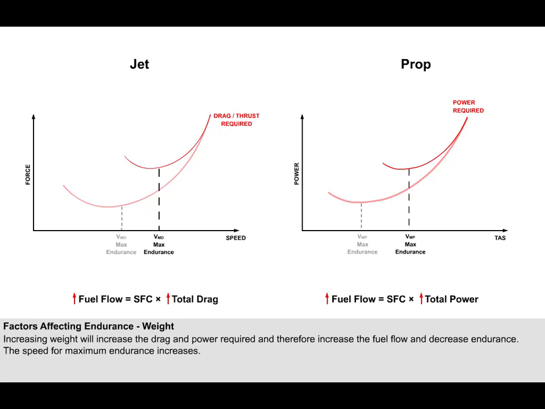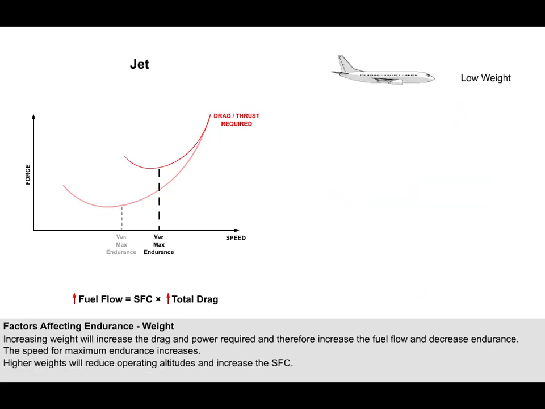For a propeller aeroplane, the situation is similar. At higher weights, more power is required, therefore, fuel flow increases and endurance decreases, but also the speed for best endurance, VMP, is higher. There is one other effect that is seldom mentioned. At higher weights, operating altitudes are lower, which for a jet aeroplane means that the specific fuel consumption increases because at lower altitudes the jet engine is less efficient.